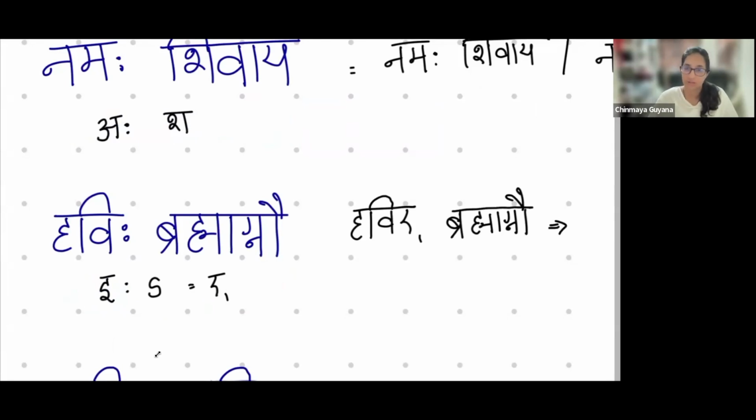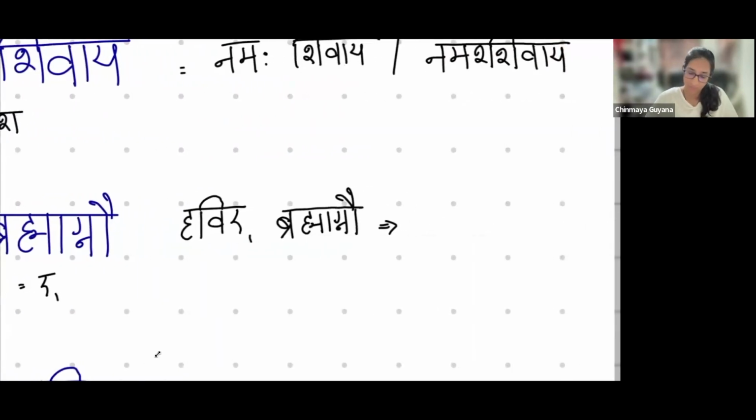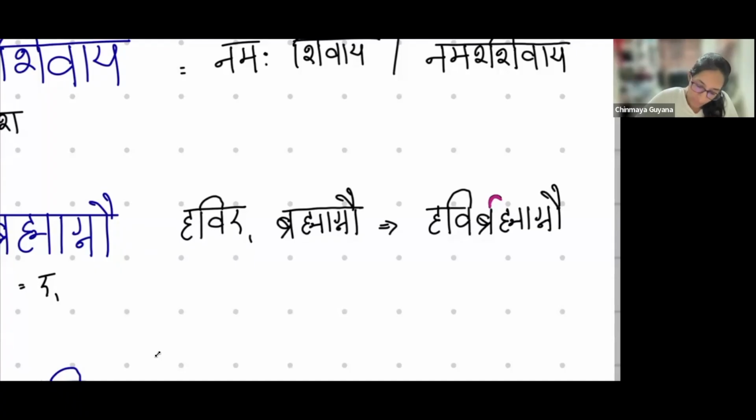Then you have to join it. Havi, you have to write the bra and put the ra on top there. Where does this come from? If you chant it, you'll get hungry. Be careful.